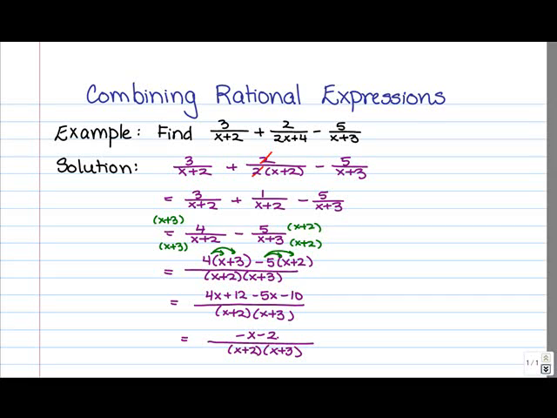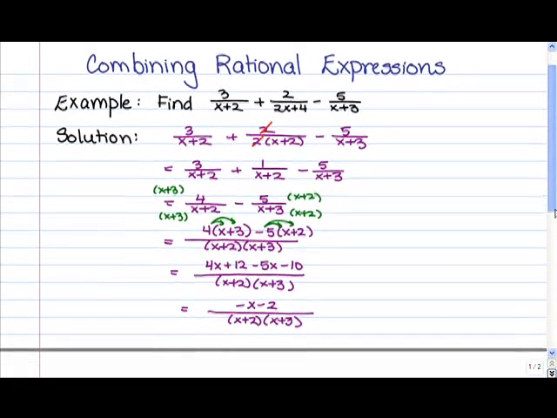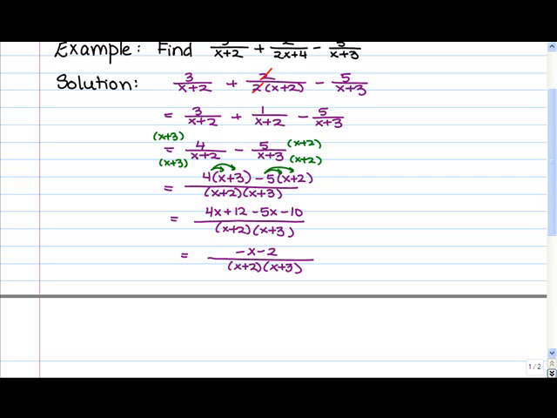Now we can actually simplify this particular example a little bit further, because if we factor out a negative sign from the numerator, we'll end up with negative times x plus 2. You can verify that because if you multiply the negative through, you'll end up with negative x minus 2 as we had before. And in the denominator, we still have the x plus 2 and the x plus 3. The reason this helps us is because you can now see that the x plus 2 in the numerator and denominator actually cancel, and all that we end up with at the end is negative 1 over x plus 3.